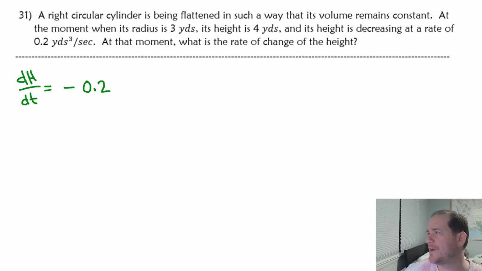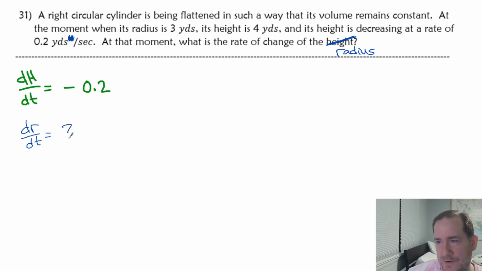Oh, this was the problem with the typos, of course. So when I said what is the rate of change of the height, obviously I gave you the rate of change of the height, so I meant what's the rate of change of the radius. And also over here, we said the height is decreasing at a rate of 0.2 cubic yards. Of course, it can't be cubic yards. It has to be plain old yards. So scribble that out. But if dH dt is negative 0.2, then dr dt is going to be some positive value, but we don't know it. But we did say dV dt in this problem. That's actually going to be 0 because it says right here the volume remains constant.